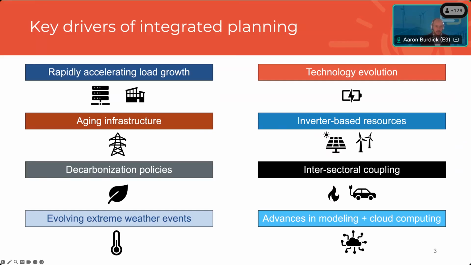And we have these opportunities amidst additional challenges as well. We have aging infrastructure, often with a 20th century grid that we are maintaining while trying to build out all of this new load and new resources. There are evolving extreme weather events and climate change. And then we also have had advances in modeling and cloud computing. These advances have helped to support some of the more advanced analytical approaches that will be talked about today within the context of integrated planning.